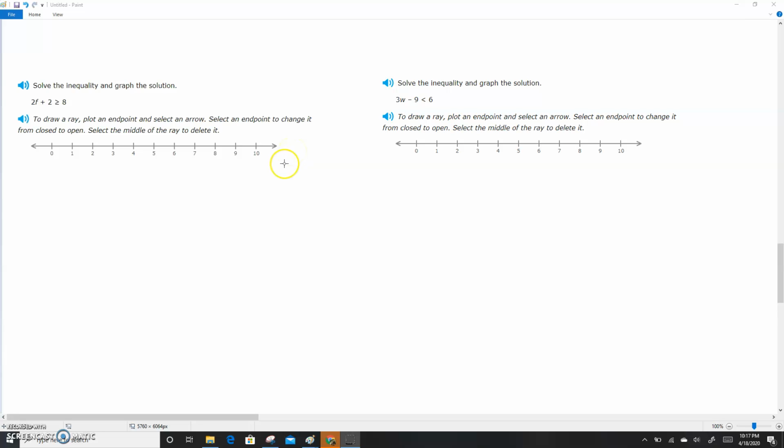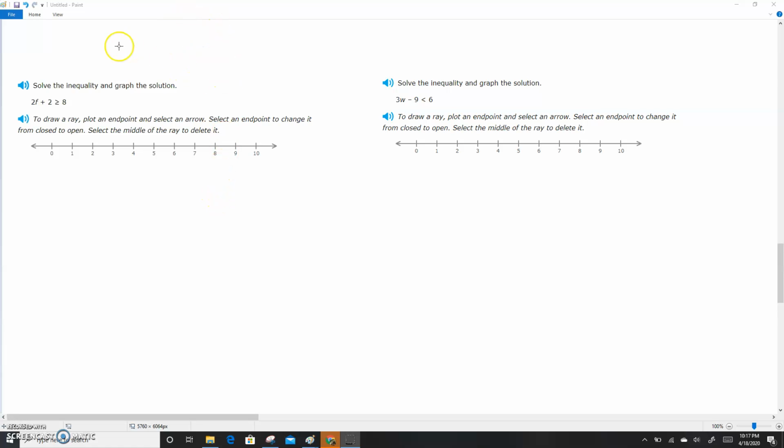Now, if you need a refresher for how to plot answers to an inequality on a number line, go back and take a look at the video from last week about plotting the solutions to one-step inequalities. The process for plotting the answer is the same, and we'll include a link in the description below. So let's go ahead and dive in.